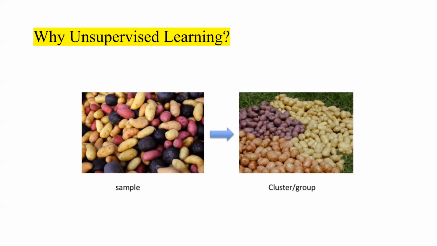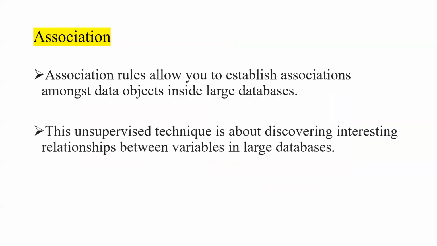Let us try to understand clustering first. Now look at the sample, it has multiple grains. The model may not know the names of the grains, but by looking at the features or the shape, it can group them into several groups. The next one is association. Association rules allow you to establish associations amongst data objects inside large databases. This is about discovering interesting relationships between variables in large databases. Sometimes when you purchase something online, it may also show you some recommended items. That is an example of association.